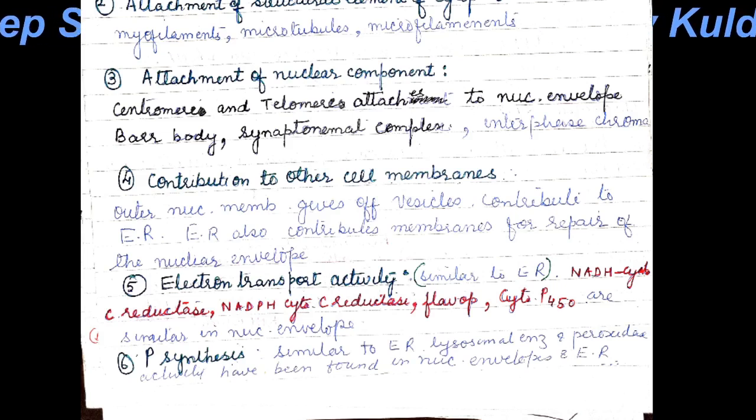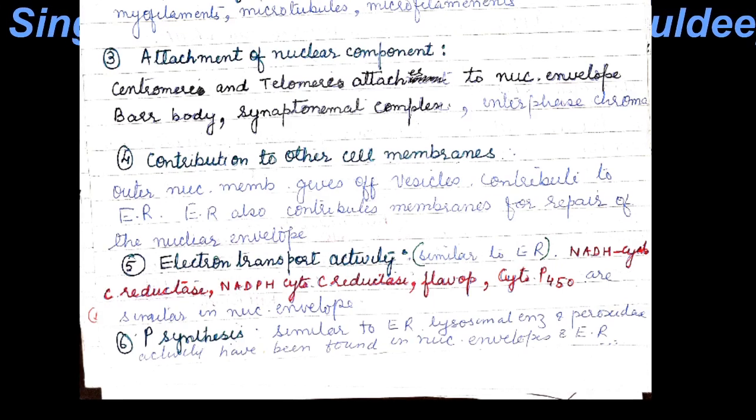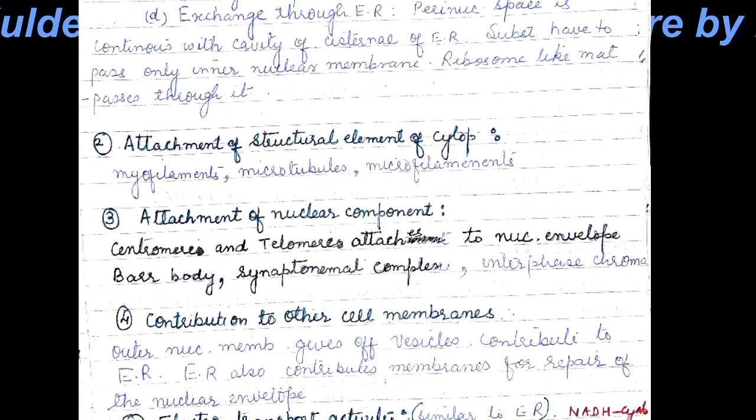Some electron transport activity is also demonstrated by the nuclear membrane, similar to that shown by the endoplasmic reticulum. It shows this by the presence of NADH cytochrome C reductase, NADPH cytochrome C reductase, and flavoprotein cytochrome P450, which are similar in the nuclear envelope also. The ribosomes also remain attached to the nuclear membrane. That's why it also shows the activity of a seat of protein synthesis.